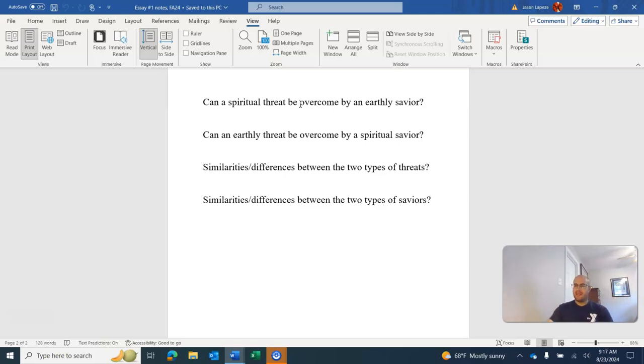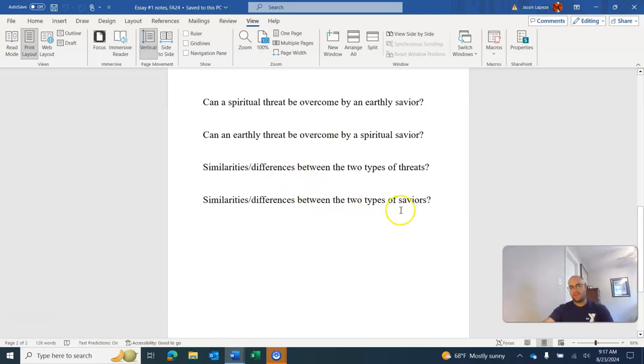Why? Is that possible? How could it be possible? Why or why not? How can an earthly threat like that car accident with the fire be overcome by something that is spiritual, that basically relies on faith to exist?